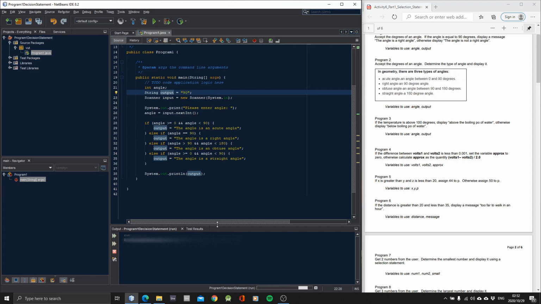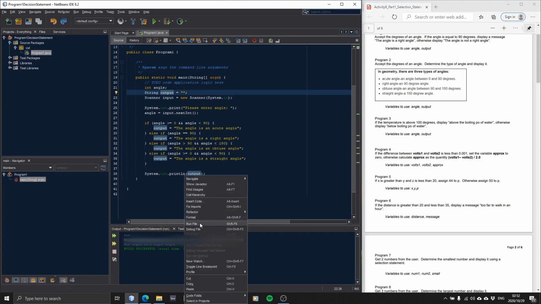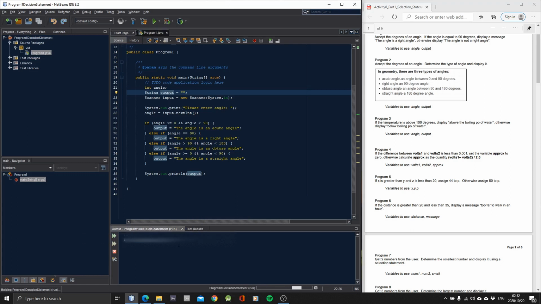Okay, 90. Starts at 90. This angle is a right angle. Okay, that's cool. Let's run this again. Let's try 97. This angle is an obtuse angle. So for me this program is fine. And then we'll do program 3 later on.